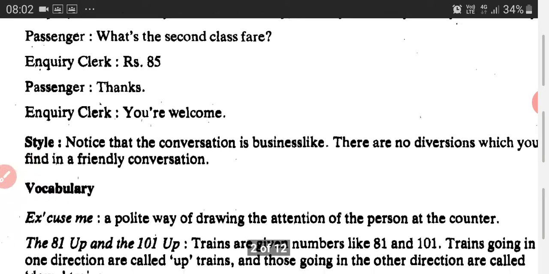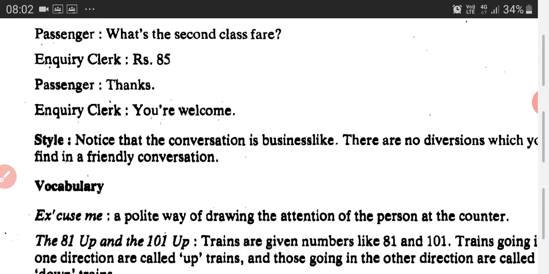So, see, there is no friendly chit chat here because neither you nor the person at the counter would have any time for idle conversation. So, "excuse me" is a polite way of drawing the attention of the person at the counter.